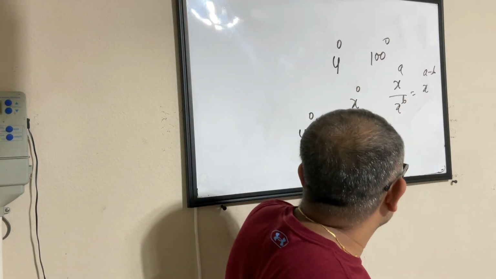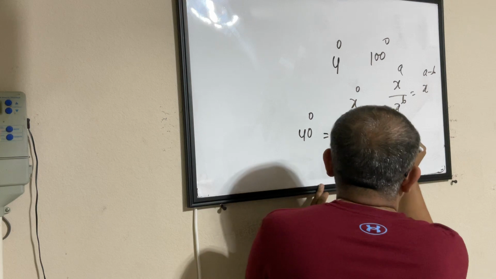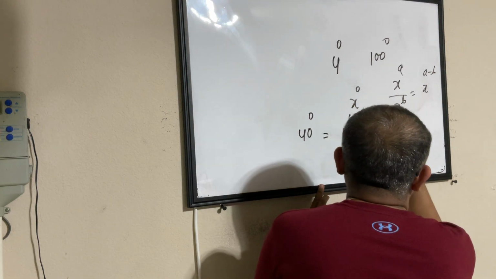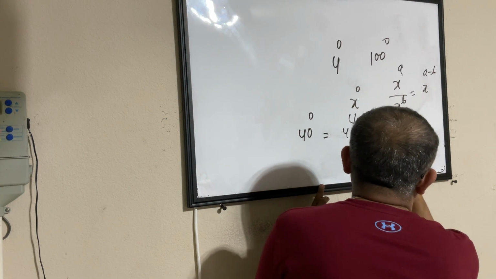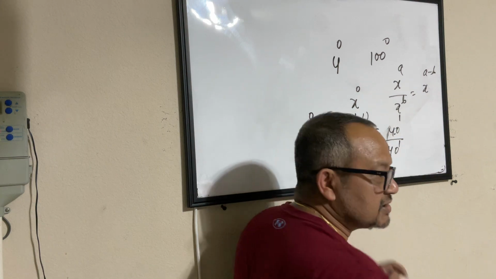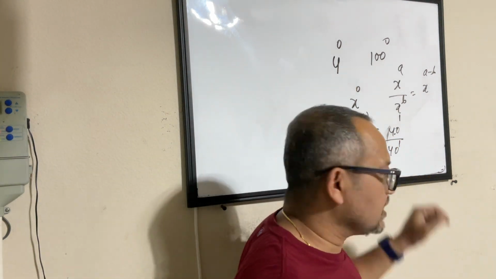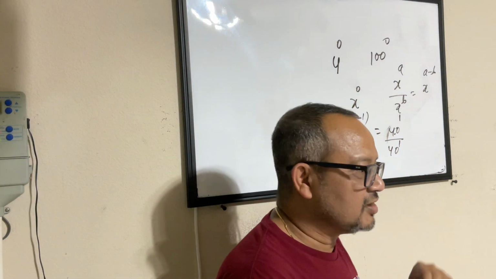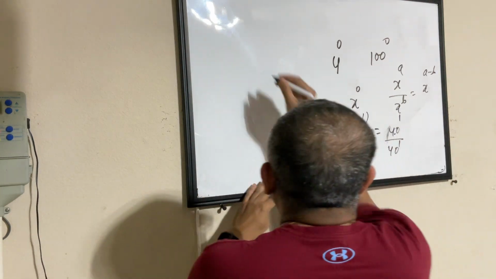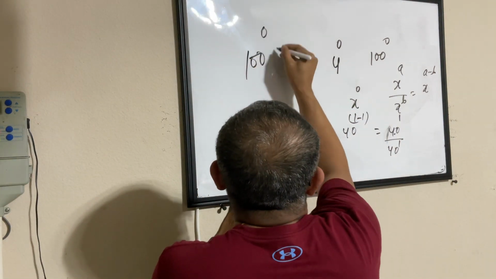X to the power a minus b. What would that mean? X to the power a divided by x to the power b. My a and b both are the same. What are we getting here? 1. You can choose any number. 100 to the power 0 is 1.